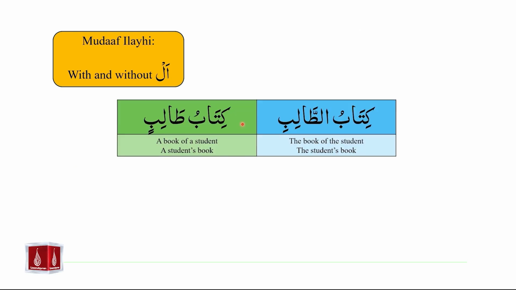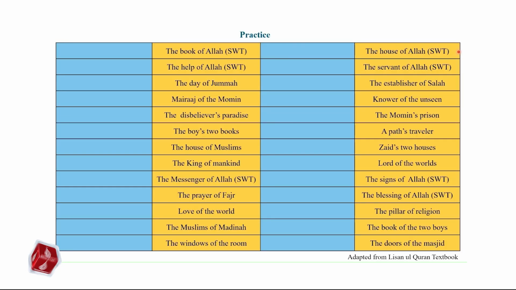In another example, kitabu talibin can be translated as a book of a student or a student's book. If we add al to talibin, it will become a talibi, and kitabut talibi will be translated as the book of the student or the student's book. We will do some practice of murakkab izafi or the possessive phrase. The house of Allah subhanahu wa ta'ala.